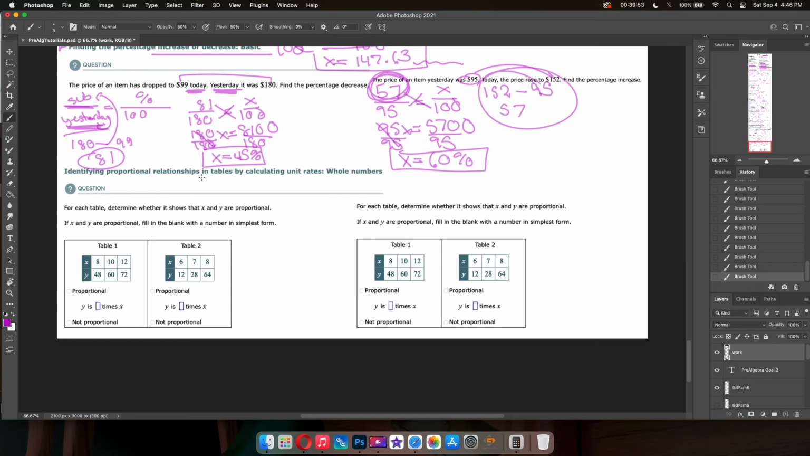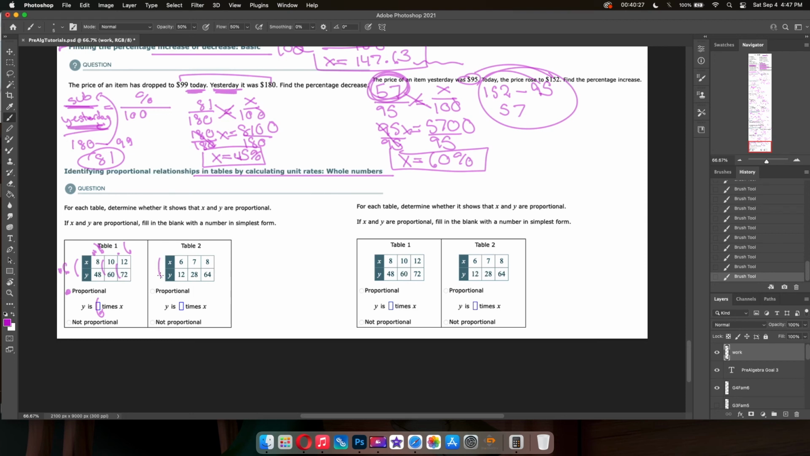Identifying proportional relationships in tables by calculating unit rates. This is actually a variation of a topic from a much earlier video, and we're actually doing the same thing. So see if this sounds familiar. We'll go from 8 to 48, that's times 6. 10 to 60, that's times 6. 12 to 72, that's times 6. Is it the same number? Yes. And what is it actually? 6 times the number. That's all they're expecting you to do for this.